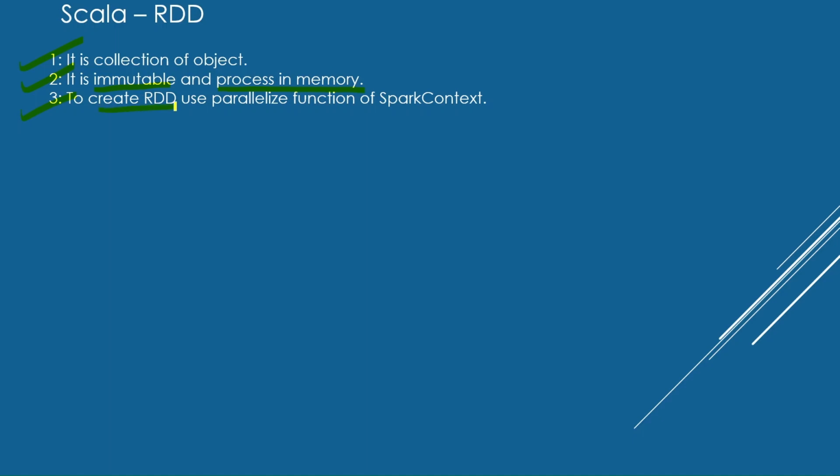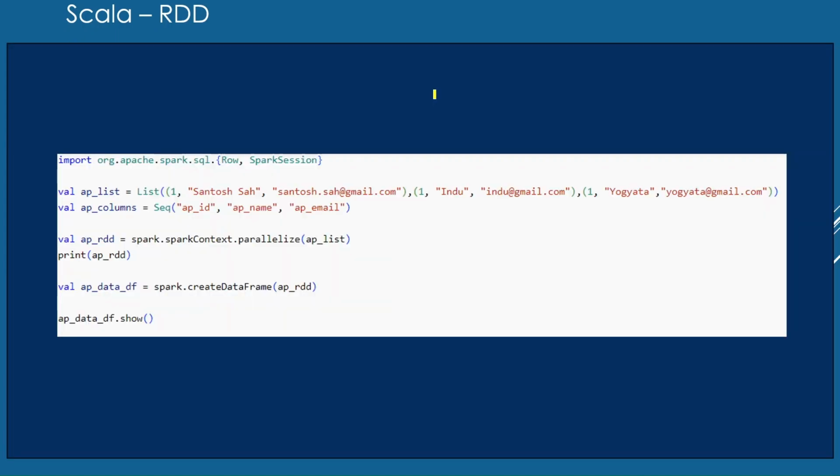To create RDD, we generally use the parallelize function, which is available in a Spark context. So here in this exercise, I am creating an RDD with the help of the SparkContext.parallelize method. I'm importing all the required libraries.